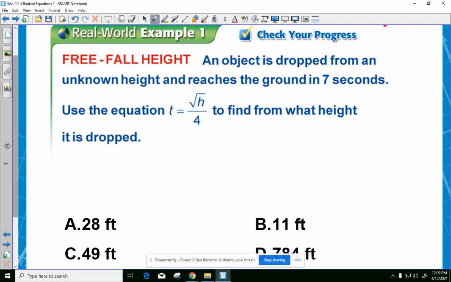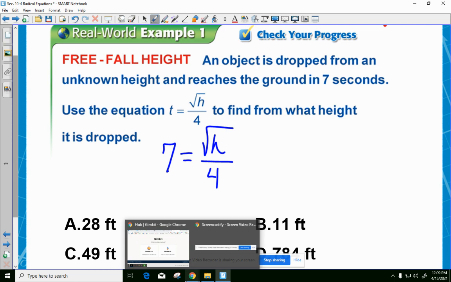Where does the 7 go in this problem? It goes in for the t. So if I rewrote this equation to say 7 was equal to the square root of h divided by 4, how many operations are holding you back from getting the answer to say h equals something? How many things? 2. What are the 2 things?